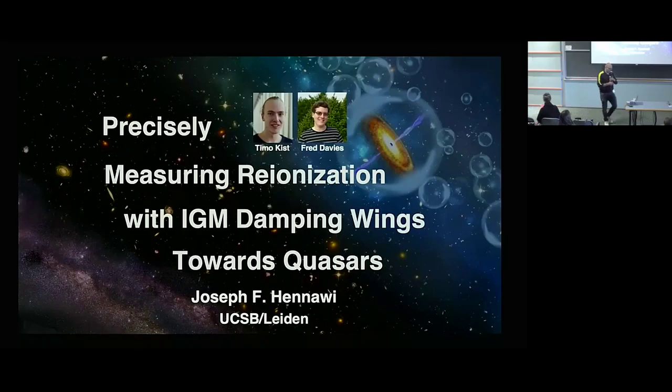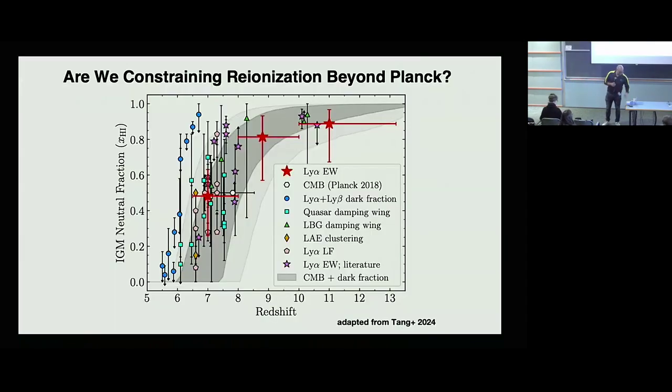Measuring reionization with IGM damping wings towards quasars. We heard about IGM damping wings towards galaxies, but we didn't hear about quasars yet. All right, so here are all the constraints on reionization that we have so far in the literature. And I'm like, why do we even have a reionization session at this meeting? It's solved, right? Just average all these data points.